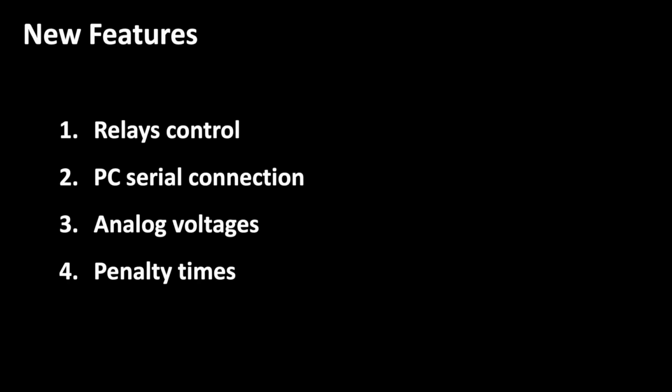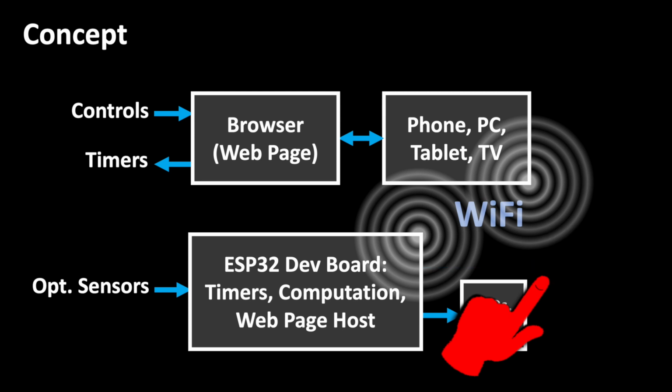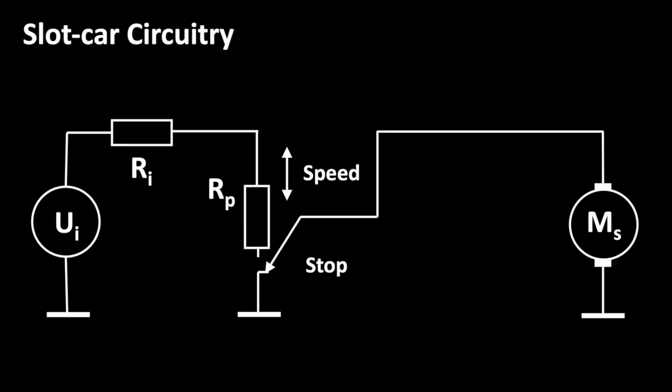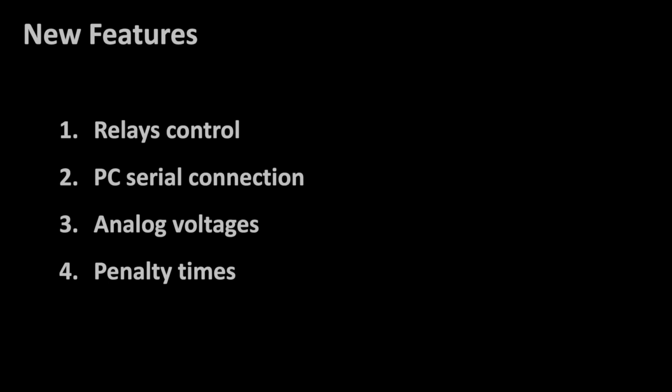Now I would like to briefly introduce you to the features of the new version. We already know the first feature, and tada! The data transfer to the PC works now under all circumstances. With the relays you can interrupt the power supply and also activate the dynamic brake of the slot cars. I already explained this in an earlier video. And the next feature is really new.